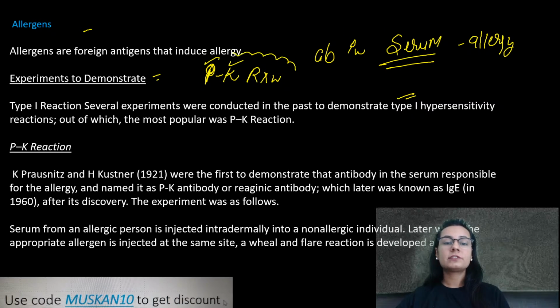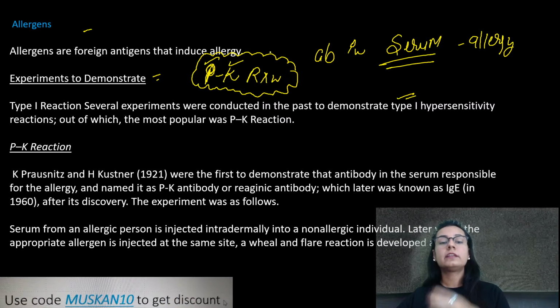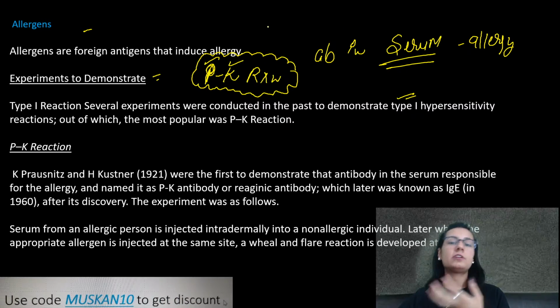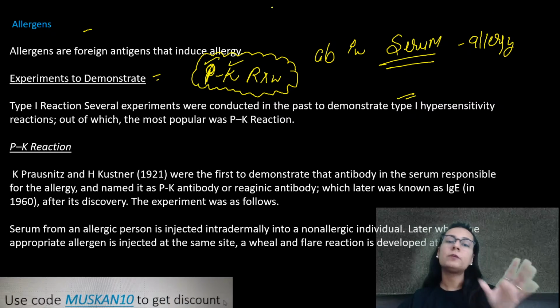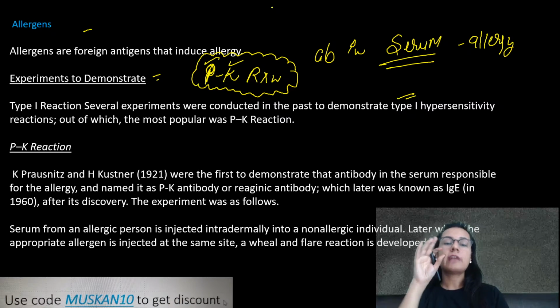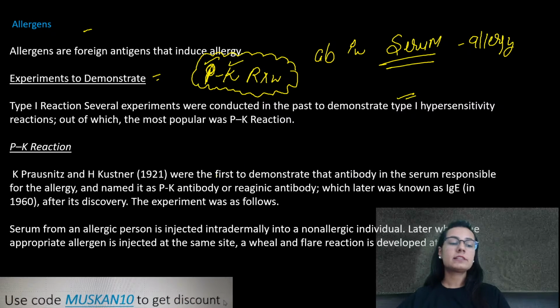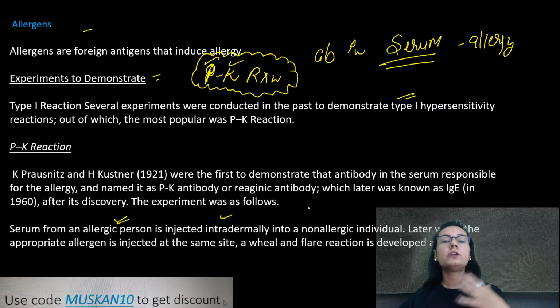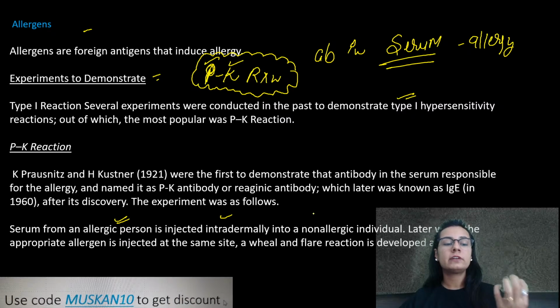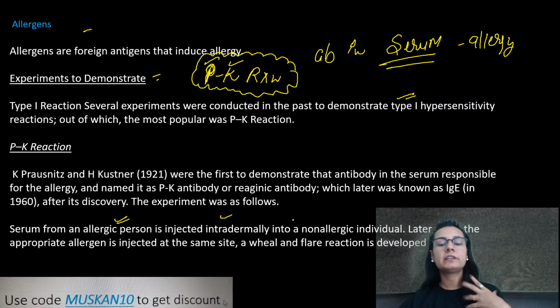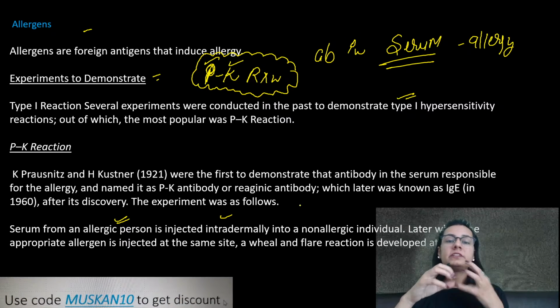So PK reaction is what? It is named after the name of the scientists, that is Prausnitz and Küstner. They saw that it is an antibody, क्योंकि हमने type 1, 2, 3 में देखा antibody dependent reactions थे, so it is antibody in the serum that is mainly causing what? The inflammatory reactions. Serum from an allergic person is injected intradermally into a non-allergic individual, and later when the appropriate allergen is injected, the same type wheal and flare reaction. It is actually they conducted the type 1 reaction.